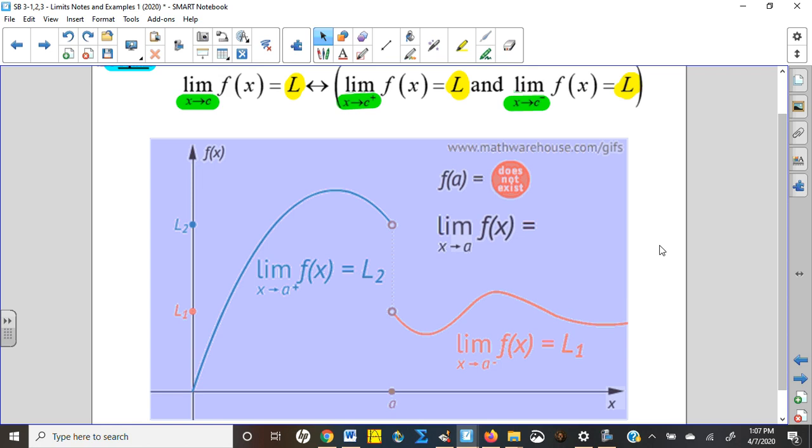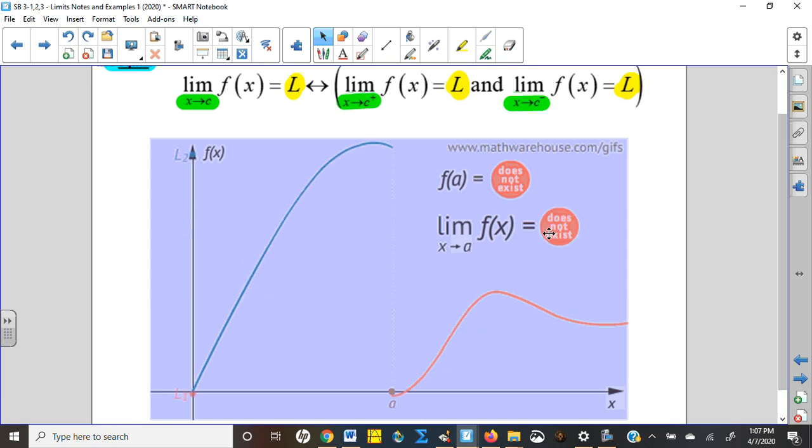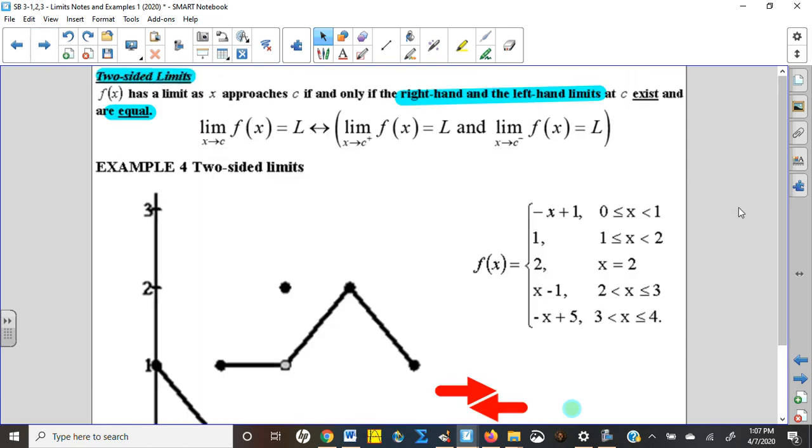into two-sided limits. Like here, we have one-sided limits that exist, but they're not equal, right? And so the overall limit didn't exist. So check that out. Okay, it's a good visual. Here's a two-sided limit example.